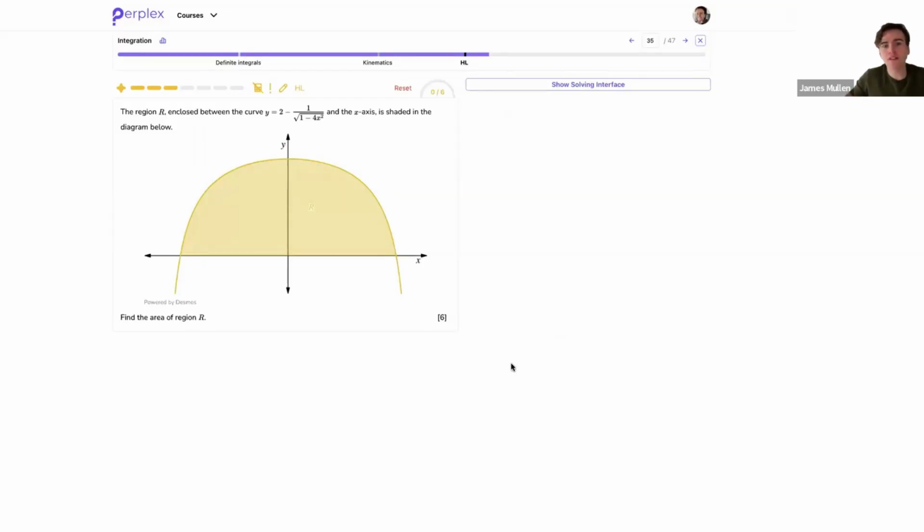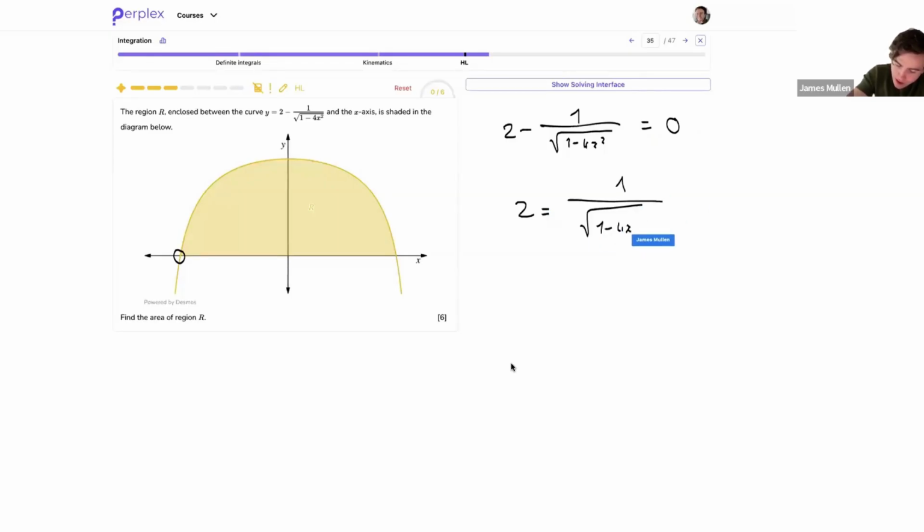Okay, I think that's enough time. So I have the curve 2 minus 1 over the square root of 1 minus 4x squared. First I'm going to have to find the x-intercepts. So I'm going to say 2 minus 1 over the square root of 1 minus 4x squared is equal to 0. So 2 is equal to 1 over the square root of 1 minus 4x squared. I square both sides, I get 4 is equal to 1 over 1 minus 4x squared. And therefore, if I take the reciprocal of both sides, or cross multiply, I get 1 minus 4x squared is equal to 1 over 4.